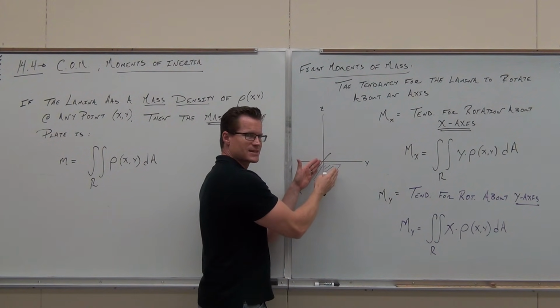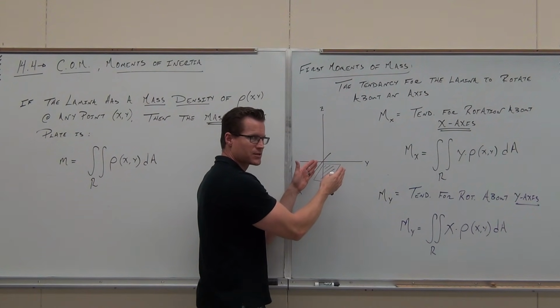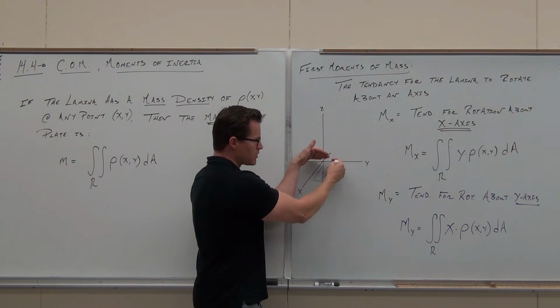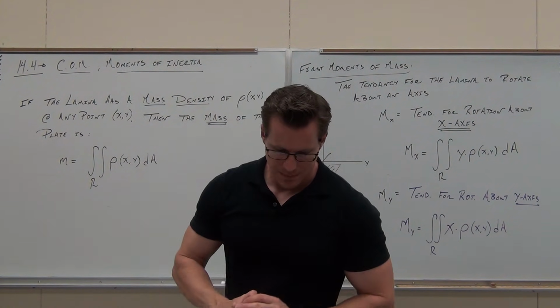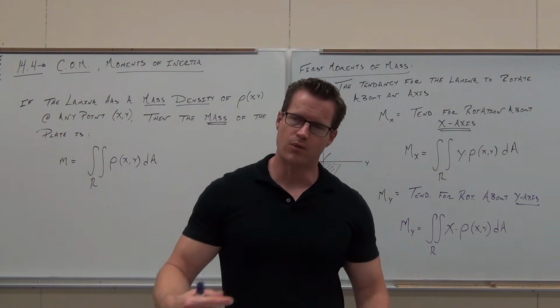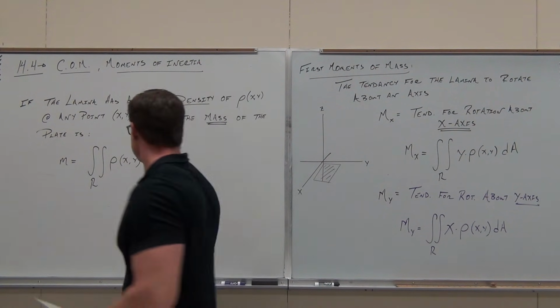If I take those mass densities and average them, so take all of the mass density function and divide by the mass, it's going to give me an average. If I do that, I can find out the x-coordinate and the y-coordinate for the center of mass. I'm going to show that to you.